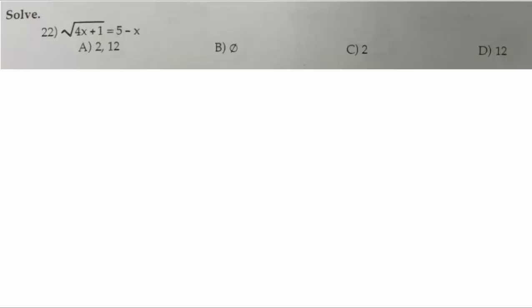You have an equation involving a radical: square root of 4x plus 1 is equal to 5 minus x. Okay, anybody want to tell me what would be a first step here?